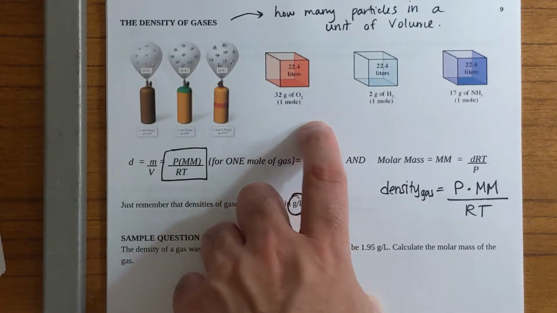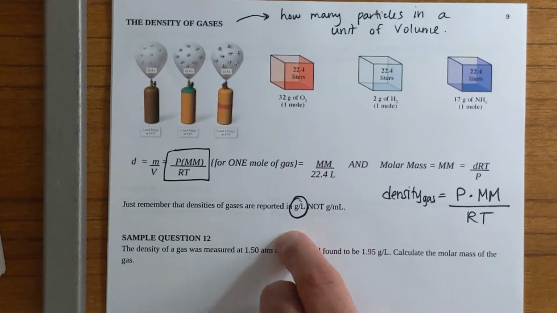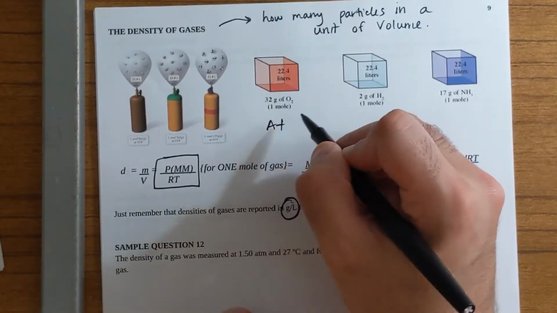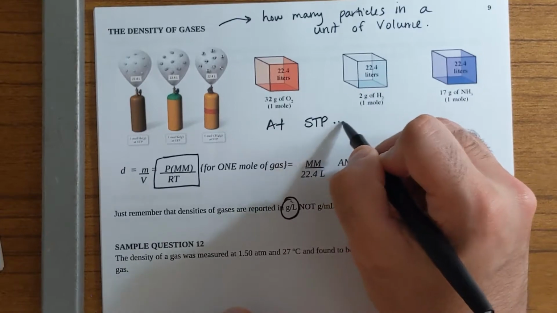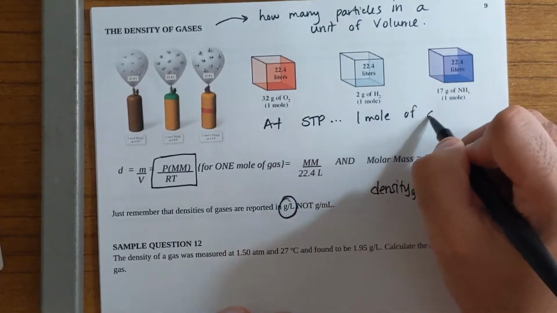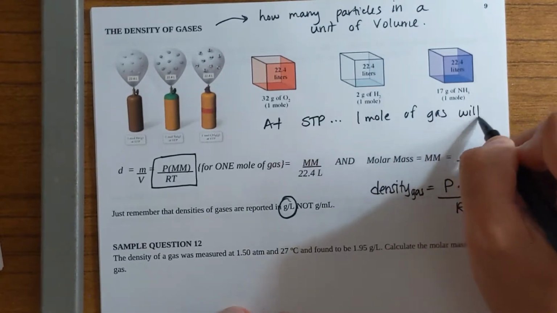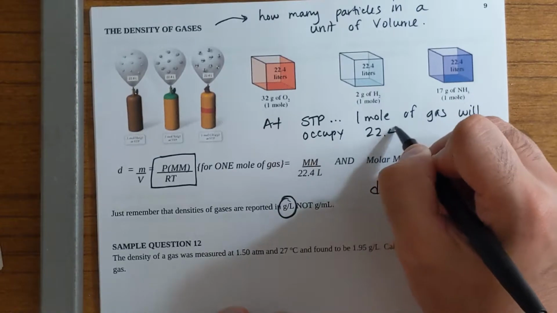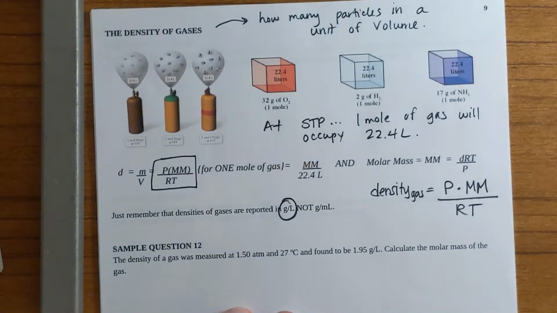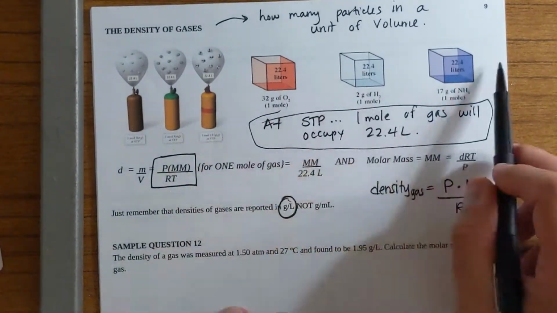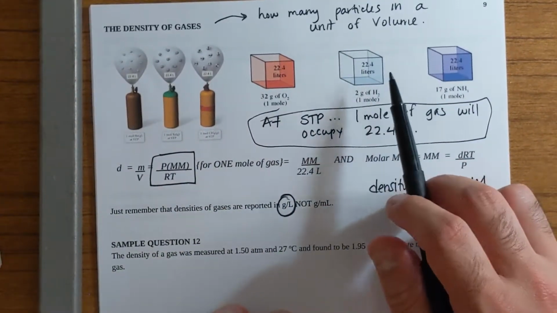And so there's a special number here, and this is what we could use if I have STP. At STP, which is standard temperature and pressure, 1 mole of gas will occupy 22.4 liters. So this is a very special number that we could use, this 22.4, and we didn't talk about this in class, but it's right here.